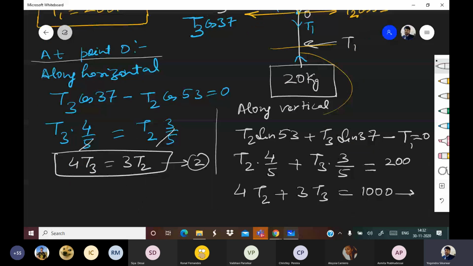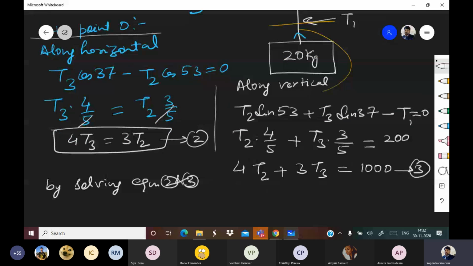When you solve equations 2 and 3, I am leaving the solving for you. So what do we get? T2 comes out to be 160 and T3 comes out to be 120 Newton. So this will be the answer.